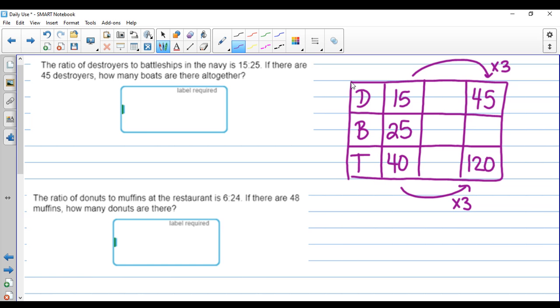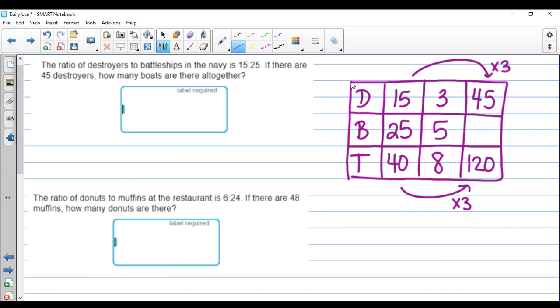Sometimes that won't work. You won't be able to multiply directly across from your first ratio to your final answer. So sometimes what we'll need to do is simplify the 15, the 25, the 40. These are all divisible by 5. So I could do 15 divided by 5 is 3. 25 divided by 5 is 5. 40 divided by 5 is 8.